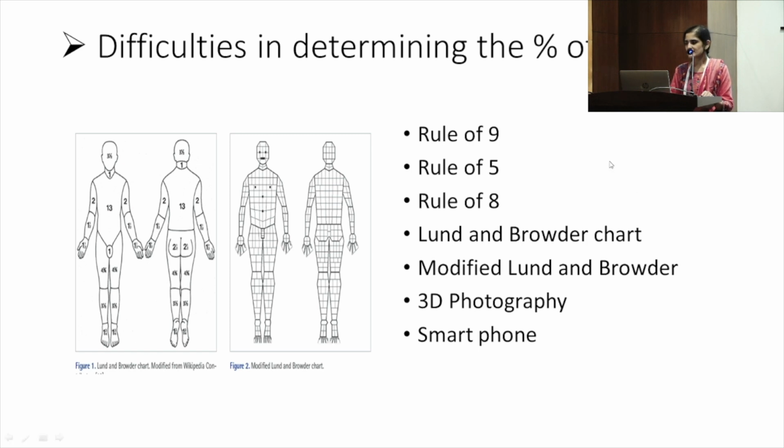So these are the various rules you can use. And this is the Lund and Browder chart, which is in practice. The Rule of 9 is not in practice, okay? The advantage of this is that it takes into account the age of the patient, since the head circumference, or percentage of head area involved, changes with respect to age. So that is the advantage of using the Lund and Browder chart.